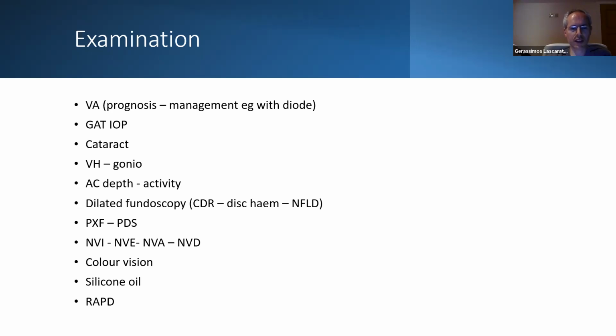Dilated fundoscopy. So ideally, we want to examine the disc with the patient dilated. It's not always practical, but it makes a huge difference, especially if the patient has a bit of cataract, in terms of assessing the appearance of the disc, the presence of disc hemorrhages, identifying nerve fiber layer defects.